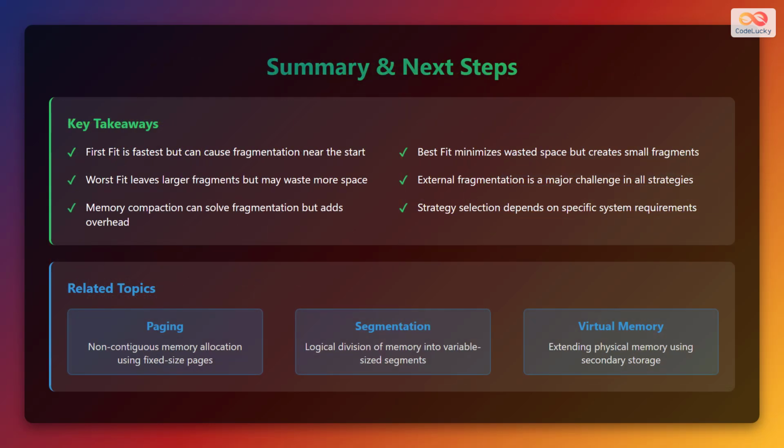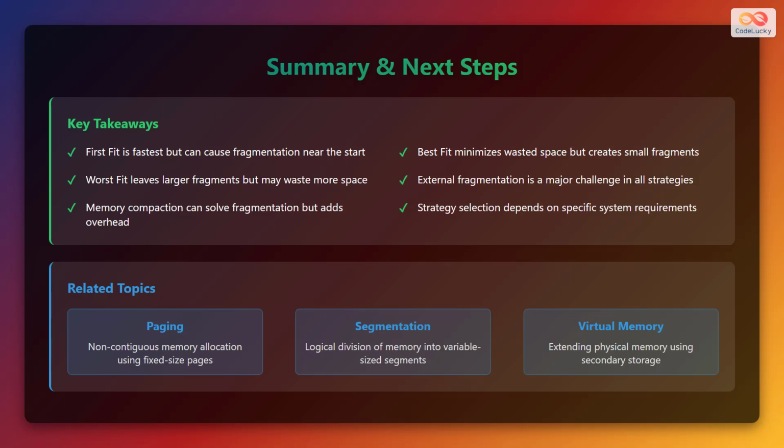In summary, first fit is the fastest but can cause fragmentation near the start. Best fit minimizes wasted space but creates small fragments. Worst fit leaves larger fragments but may waste more space. External fragmentation is a major challenge in all strategies. Memory compaction can solve fragmentation but adds overhead. Strategy selection depends on specific system requirements.